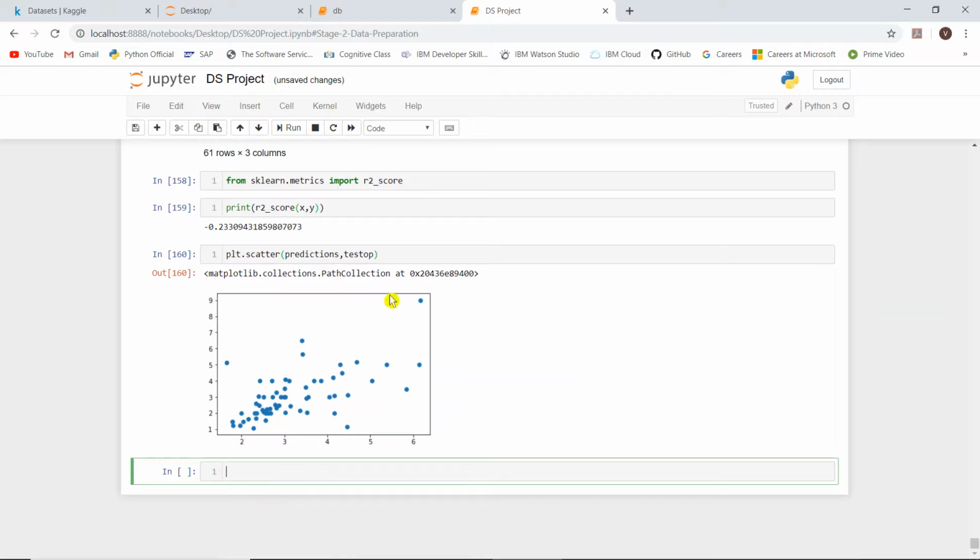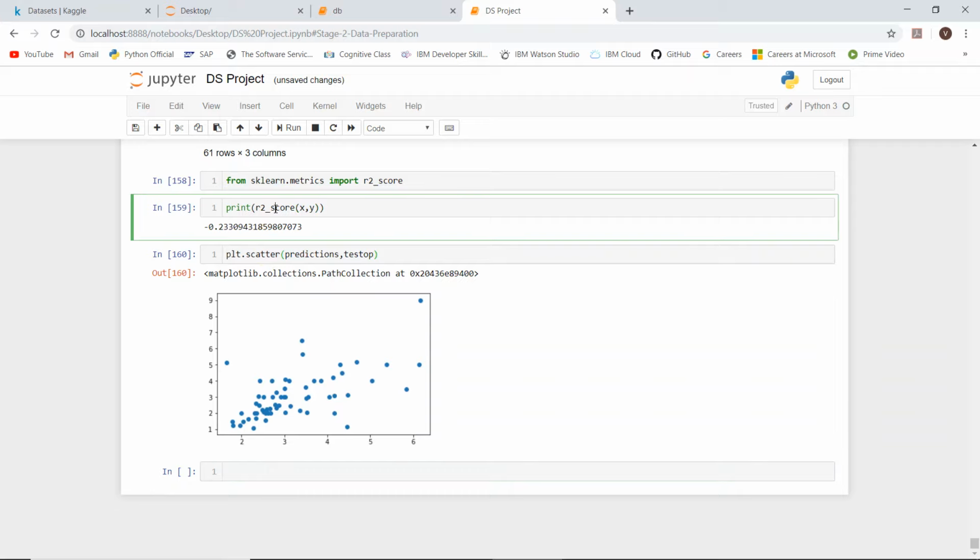So this is the graph between the predictions and the test set, test OP. Okay, so it should come like a line. So both points should be in the form of a straight line. Okay, so this is the R2 score of the model.